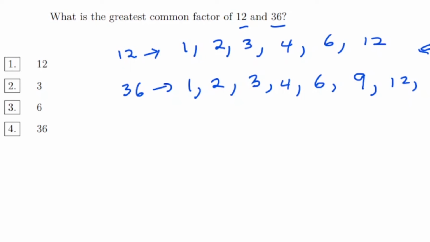So 36, no. 18, no. And if you look carefully, 12 appears on both lists coming from the biggest numbers, or the side of the biggest numbers. So 12 is the greatest common factor of 12 and 36. And this is an easy way to find what the greatest common factor of 12 and 36 is.